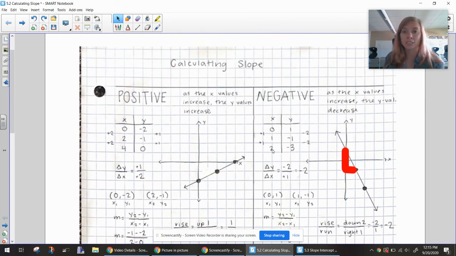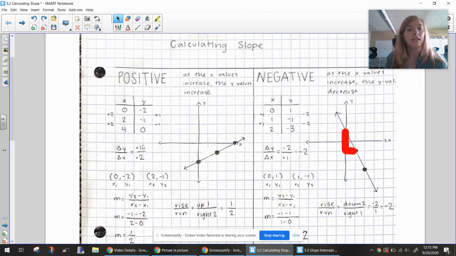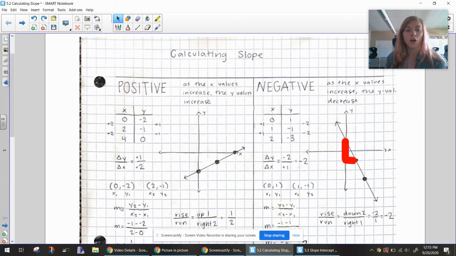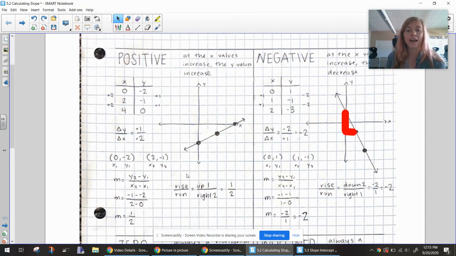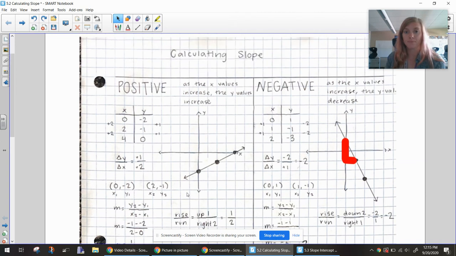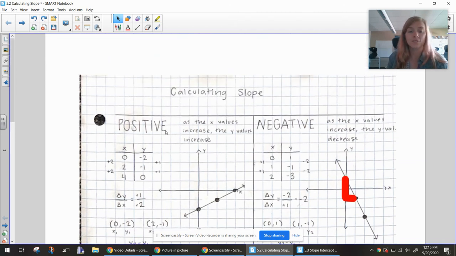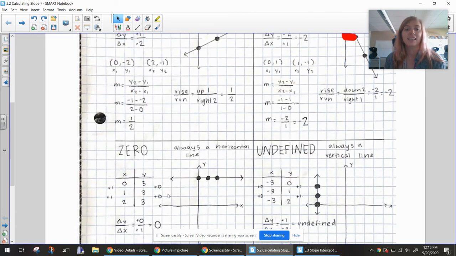So in this video, we talked about how to calculate slope using a table and delta y over delta x, using 2 points, and using the formula m equals y2 minus y1 over x2 minus x1, or using a graph and using our rise over run formula. We also learned that a positive slope is when the change in x and the change in y both have the same sign, so they're both positive or both negative. A negative slope means that the change in x and the change in y have different signs, so one's positive, one's negative. A zero slope is always a horizontal line, and an undefined slope is always a vertical line.